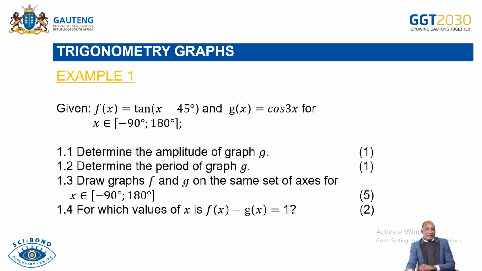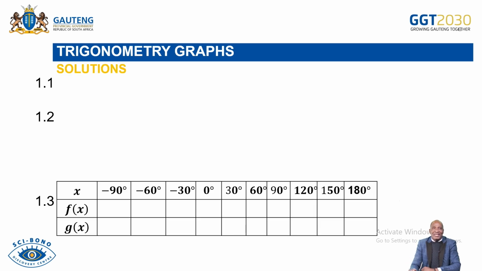Right, but first things first, we want to focus on the first two parts of the question, which say determine the amplitude of the graph g. You will remember when we talk about the amplitude of a graph, we are looking at how far up the graph is displaced from the x-axis. You focus on the coefficient of the function. It will tell you how far up the graph goes and how far below the graph goes.